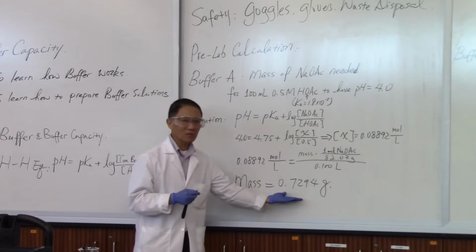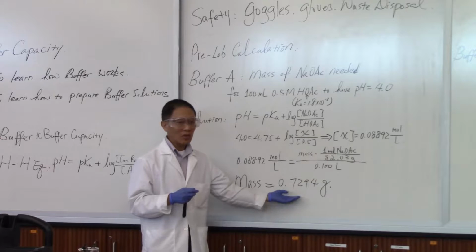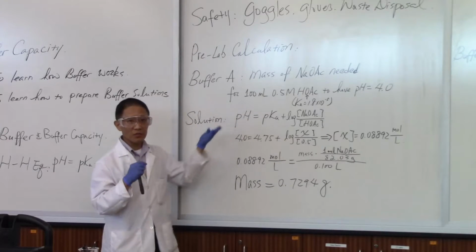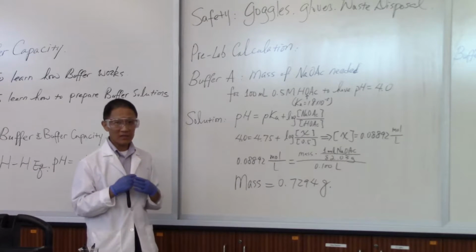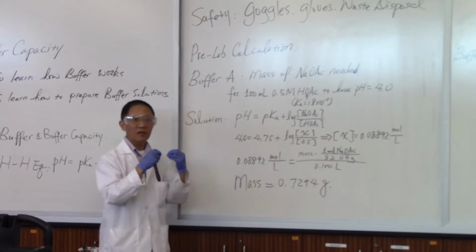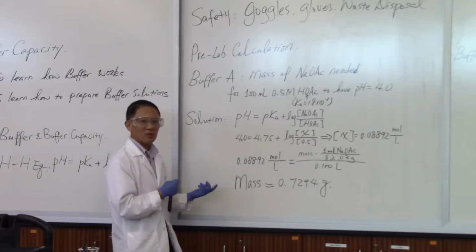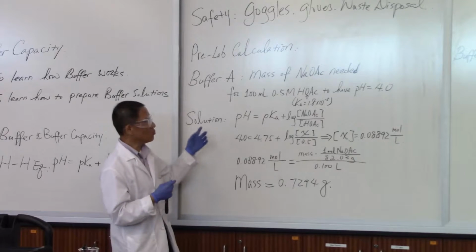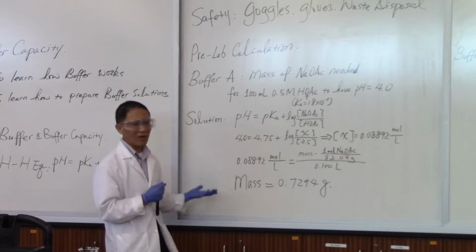So how do we prepare this buffer? We measure out this quantity of sodium acetate, and we take 100 milliliter of 0.5 moles per liter acetic acid, and we put that solid in there and have the mixture. And when we measure the pH of that solution it should be somewhere around 4, based on the calculation here.